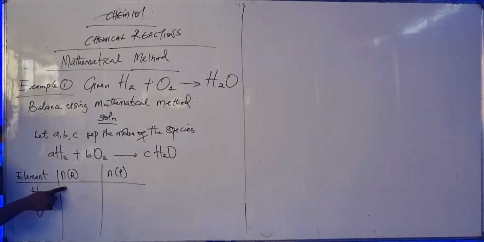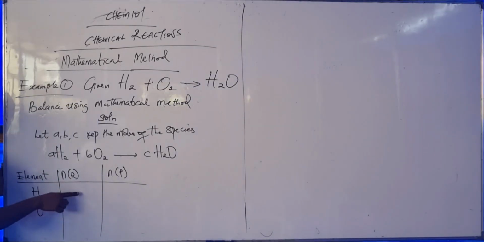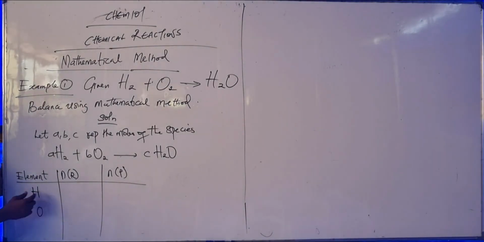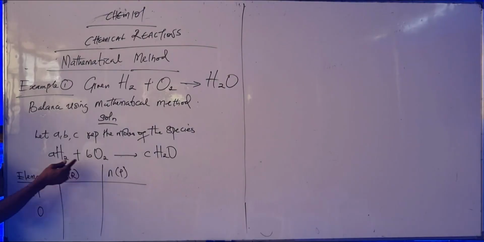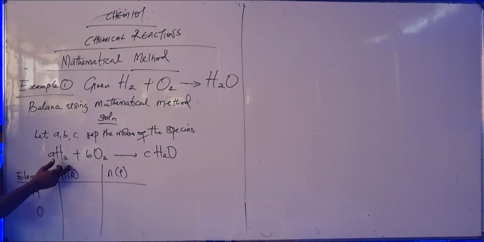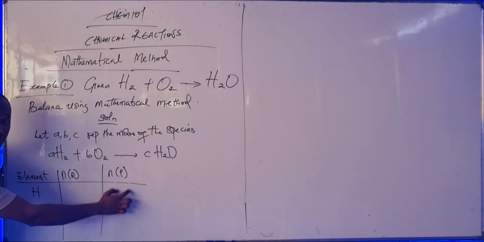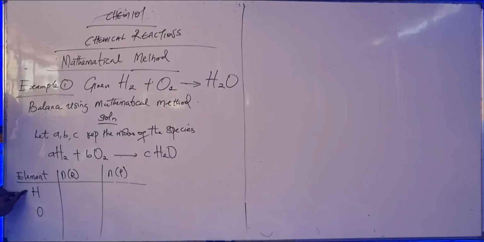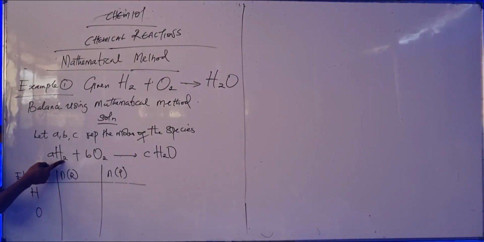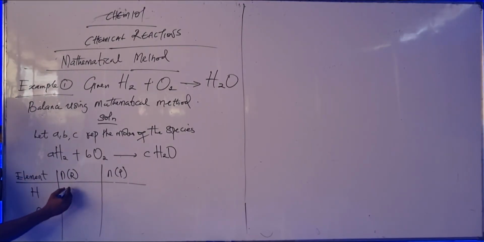So now the number of moles of reactants for hydrogen is what? In the reactants here, what's the hydrogen mole? 2, right? So I multiply this 2 by A. What do you have here? 2A. Number of moles of this for the reactant side, this for the product side. So for hydrogen in the reactant is 2. 2 times A will give us what?